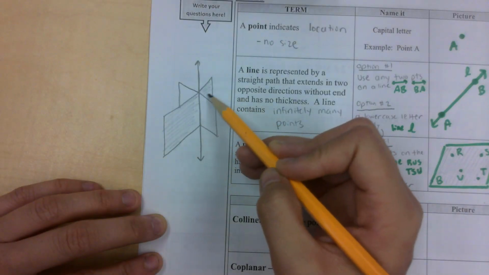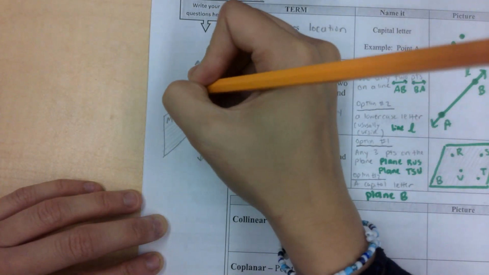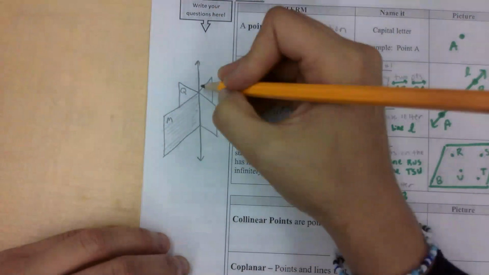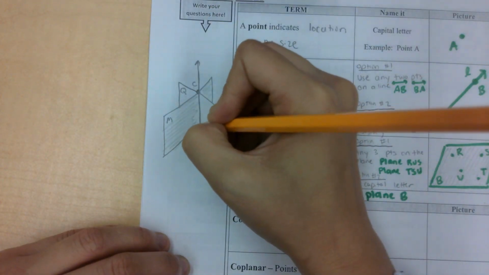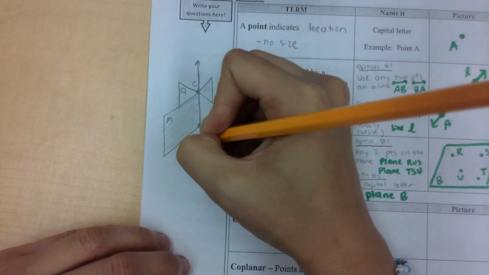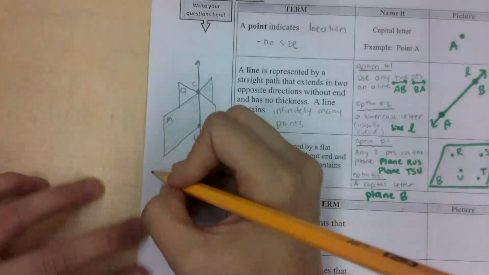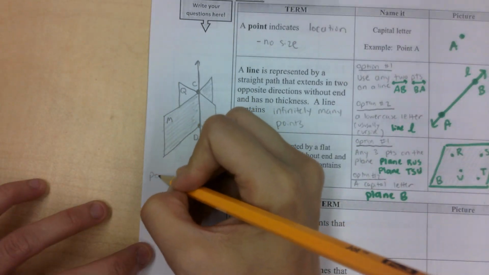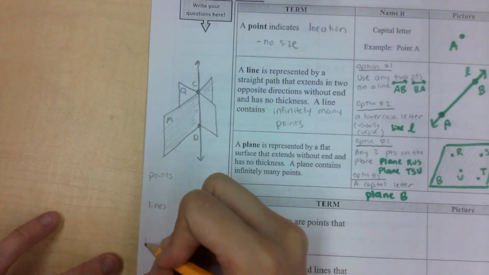We have this one plane, plane M, and then we have this plane here that I didn't shade in, plane Q. And I'm gonna label 2 points. We have point C and we have point D. Okay, so your task is to figure out what are the points, the lines, and the planes. So we have points, lines, and planes.